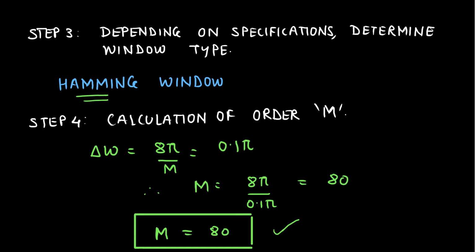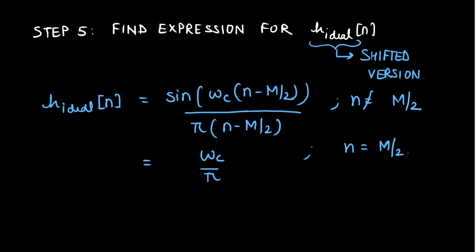But for that, first of all, we need to find the expression for the ideal filter, which can be calculated as sine of omega c into n minus m by 2 upon pi into n minus m by 2, and this is valid for n not equal to m by 2, and it is equal to omega c by pi for n equal to m by 2. So after substituting all these values, we can find the expression for H ideal, that is the ideal filter for given omega c, that is cutoff frequency, and order.